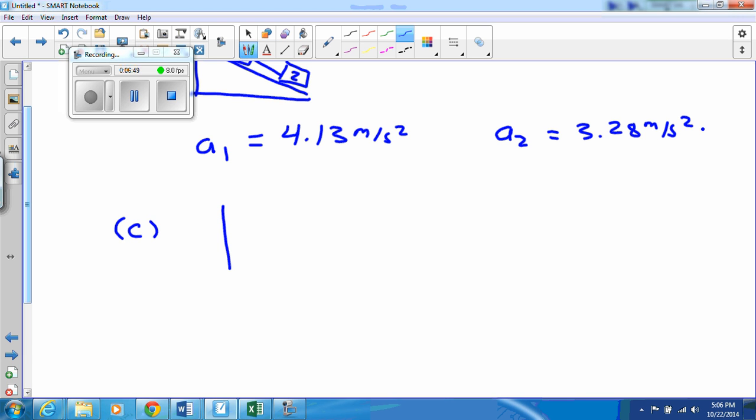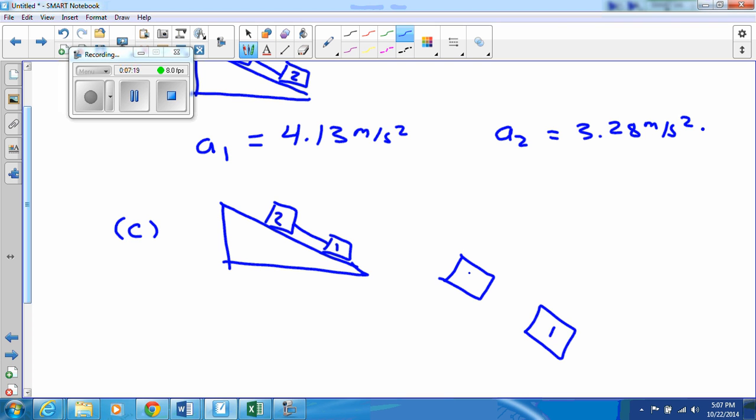Part C, we have the same system, but now we're going to reverse the two blocks like this. Now the 1 kilogram would be dragging the 2 kilogram block, and the result is that the string is going to remain taut, and the two of them are going to fall as a single system. Let's analyze it as a single system. We're going to have the 1 and the 2 attached together so that the whole thing is one object.